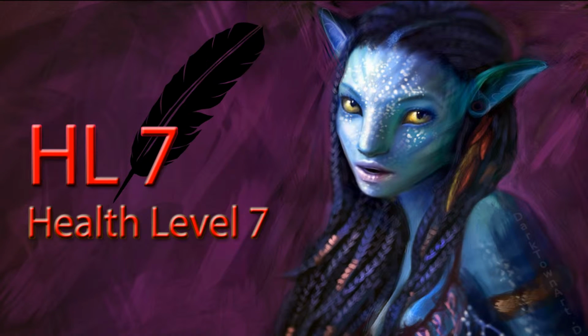The role of HL7 is to specify a number of flexible standards and guidelines in which these various applications can communicate. Let's try to visualize this information with a real-life example.